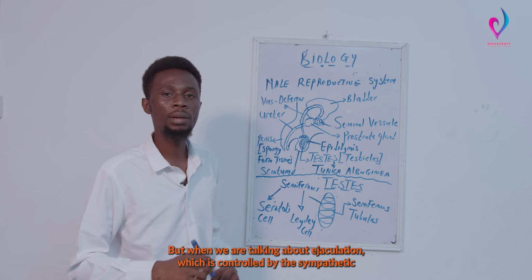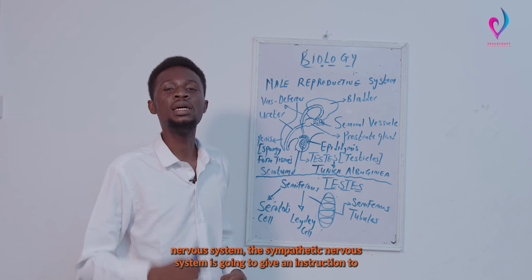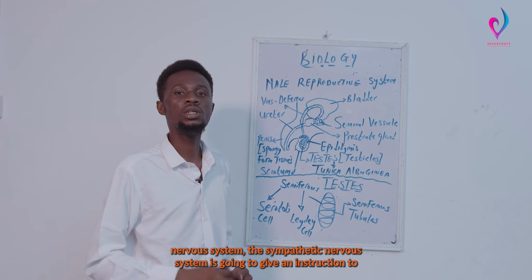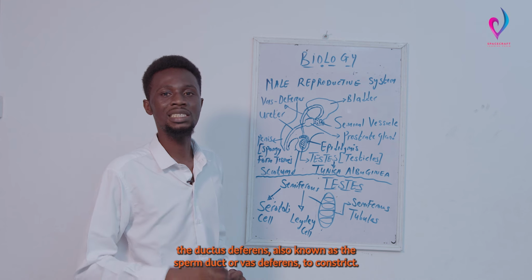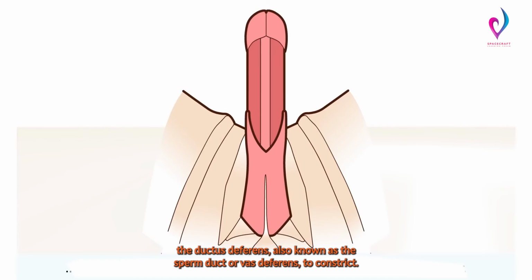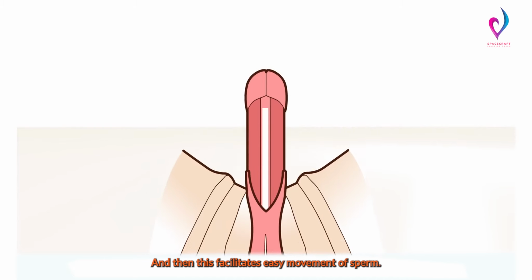But when we are talking about ejaculation, which is controlled by the sympathetic nervous system, the sympathetic nervous system is going to give an instruction to the ductus deferens, also known as the sperm duct or Vas Deferens, to constrict, and then this facilitates easy movement of sperm.